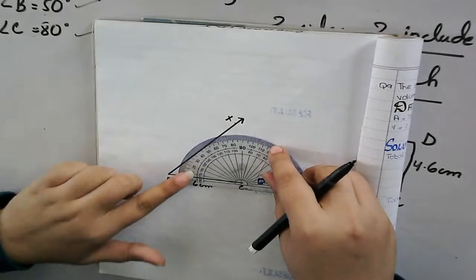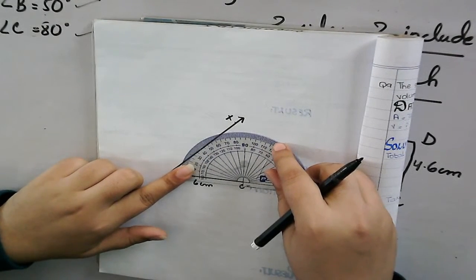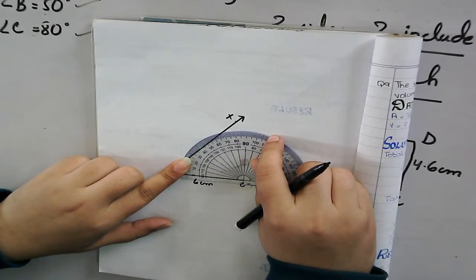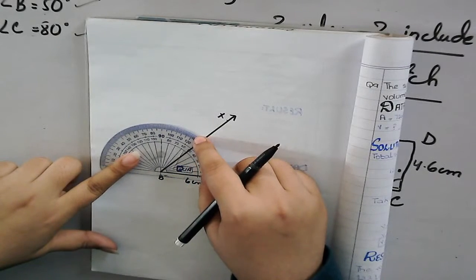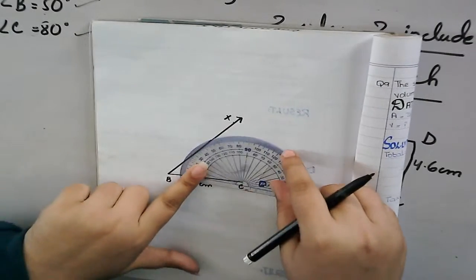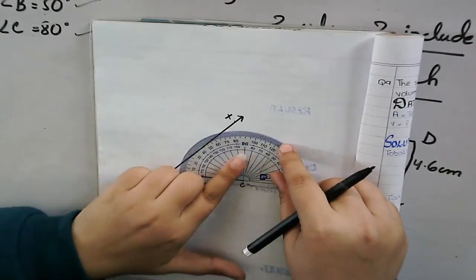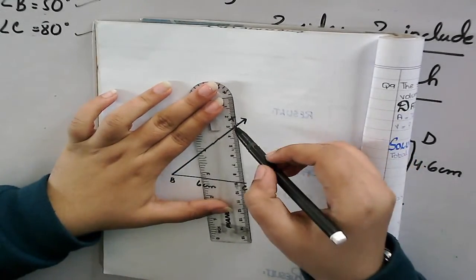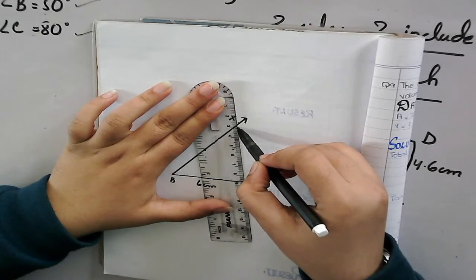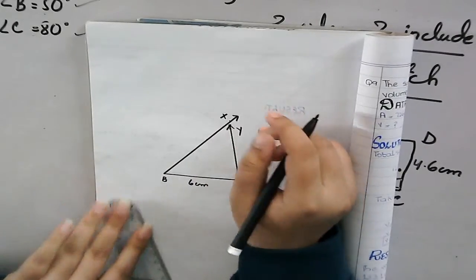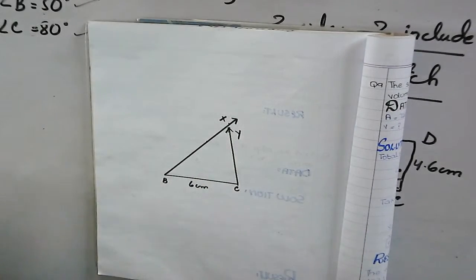After that, from point C, you have to measure an angle of 80 degree. Name them as Y. Then students, what you have to do?